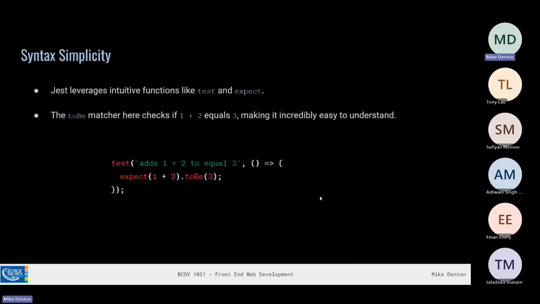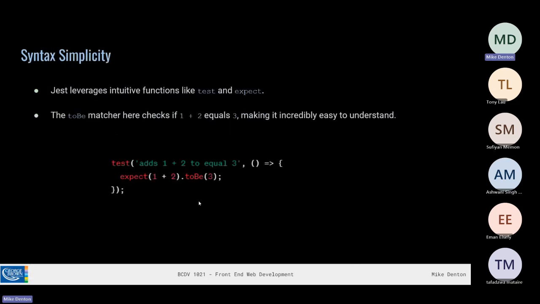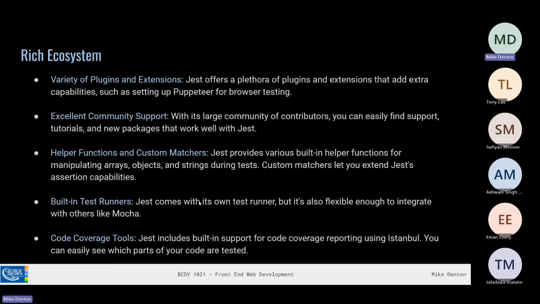We did the setup, which is just npm install Jest. Simple syntax: to be, expect, test, right? Sounds pretty self-explanatory. If you add a message when it fails, it'll say adds 1 + 2 to 3 failed, and then it has a callback, right? The ecosystem is pretty big. There's other plugins that may help you out.